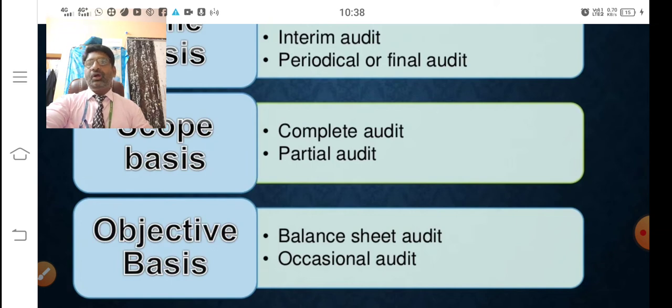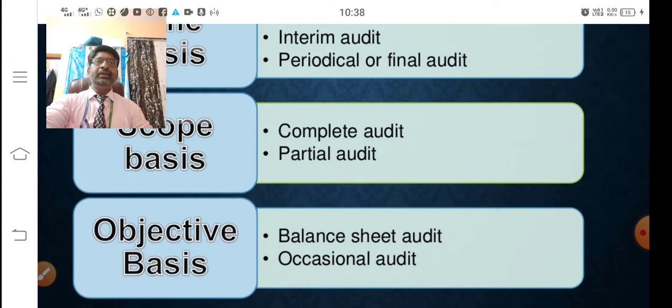One is balance sheet audit, another is occasional audit. What is meant by balance sheet audit? Balance sheet audit is a type of audit which concentrates mainly on verification of items in the balance sheet, such as capital, reserves, profit and loss account, liabilities and all assets of the business. So, it is an audit that concentrates on balance sheet items. Each balance sheet liability item and asset item is verified to know the real value of assets.